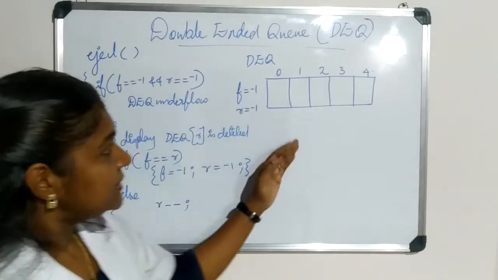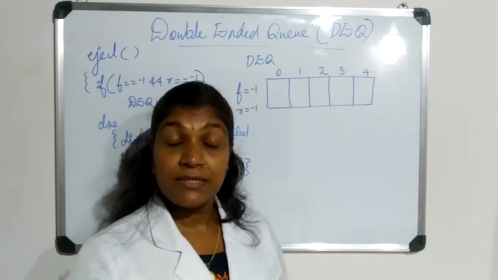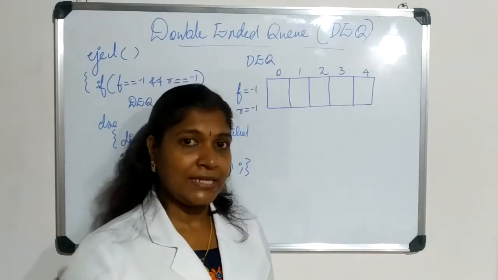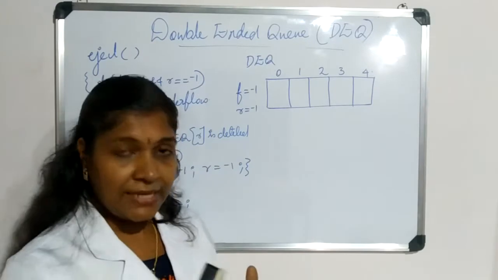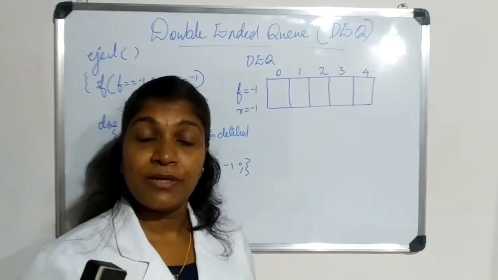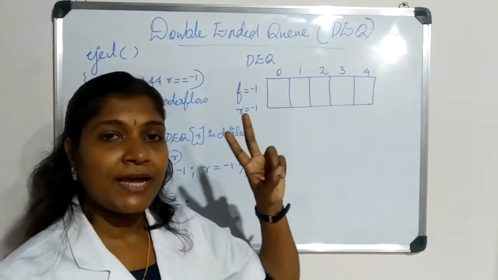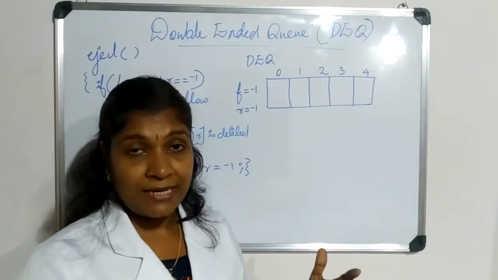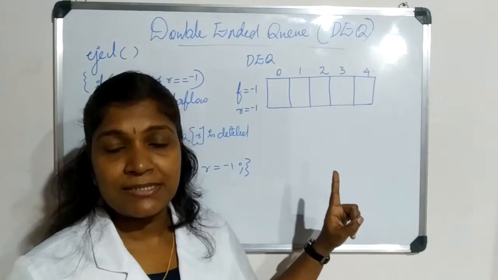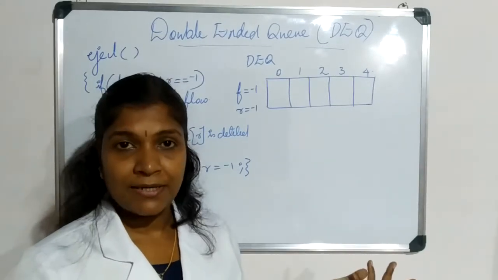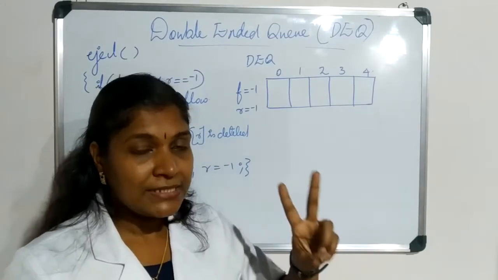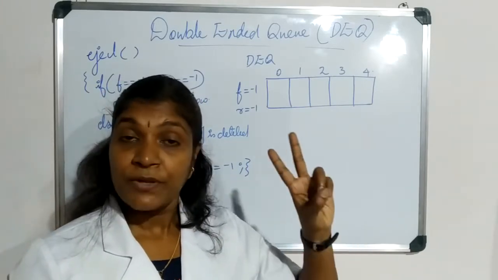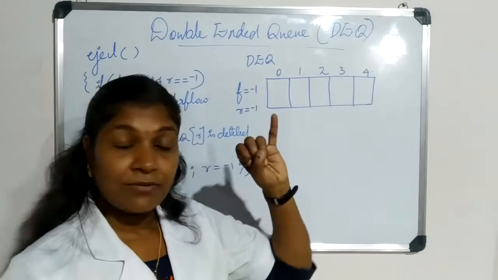Clear? The next is, if the deletion is possible, that is if the ejection is possible, then what are the cases? Like the same cases in our queue concept, here also we are considering two cases, that is whether we are deleting the very last element if only one element exists in that queue, or more than one element. Okay, that is two cases. If the ejection is possible in a double-ended queue, we are considering two cases. Just one element.